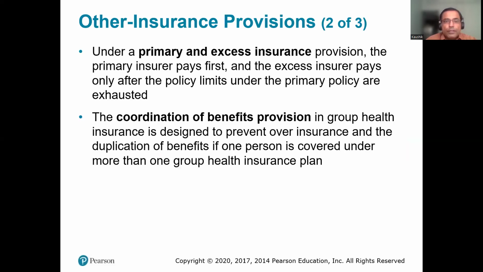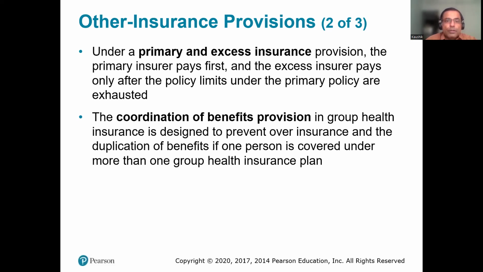We also have the concept of primary and excess insurance. Again, multiple insurers provide policy coverage to the same entity. In this case, the primary insurer pays first. After the primary insurer's limit is exhausted, the excess insurer will pay the rest of the amount, subject to limits.